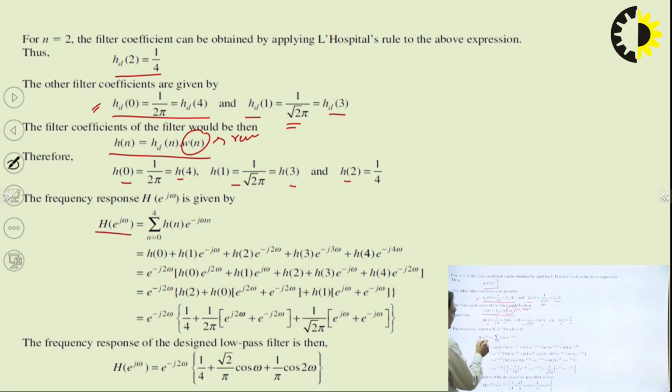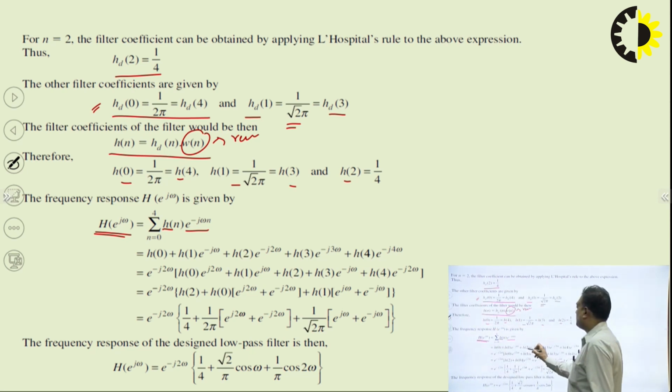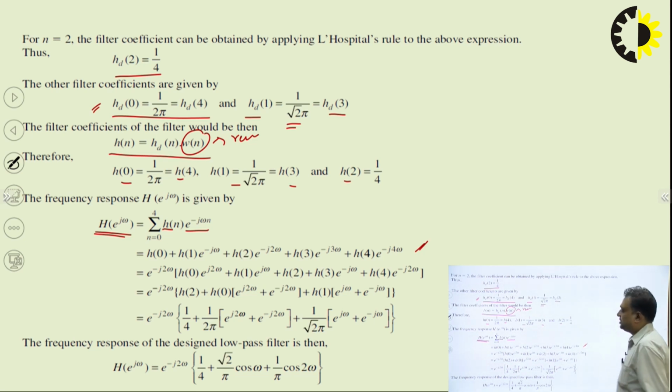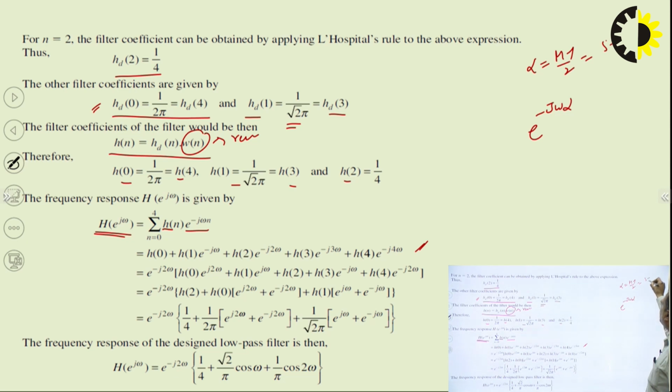So you will simply write H(e to the power j omega) equals summation n equals 0 to 4 of hn e to the power minus j omega n. Then you will solve it: h0 plus h1 e to the power minus j omega, like this. You are getting this expression. Now the important thing is that when you are making a filter, this filter needs to be realizable and causal also. So we have to take a term e to the power minus j omega alpha, where alpha equals (M minus 1) by 2. Here M is 5, so this will become 2. So the e to the power minus j omega 2 term should be there, which is used for making this frequency response causal.